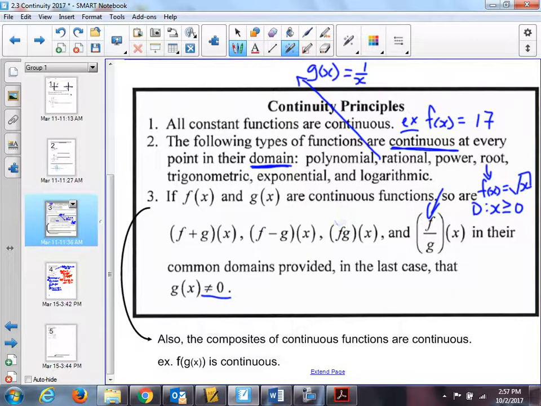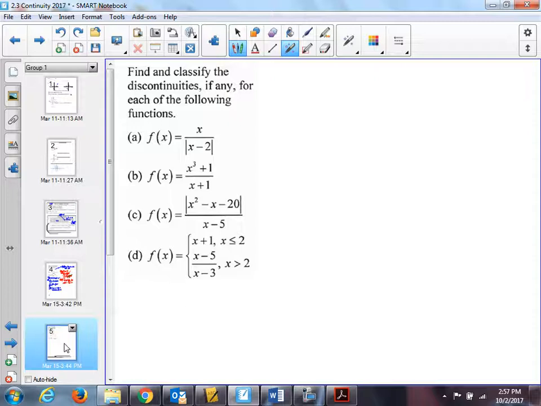The other thing too, and I added this in, that was from the Thiessen textbook that I've referenced before: the composite functions of continuous functions are continuous. So in this particular example, f of g of x would be continuous, if you put a continuous function inside another continuous function. So what? You're thinking, well, guess what? This one. Find and classify discontinuities, if any, for each of the following functions.